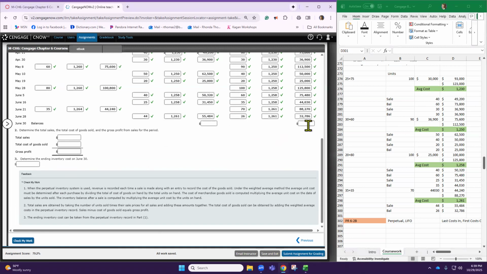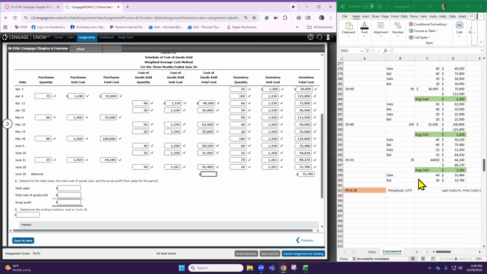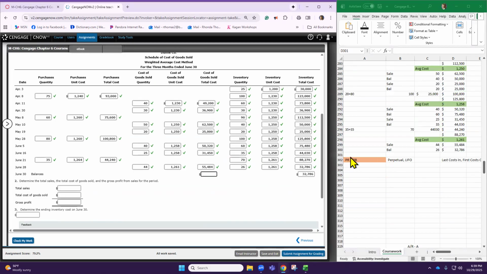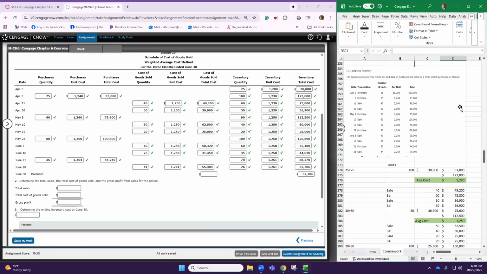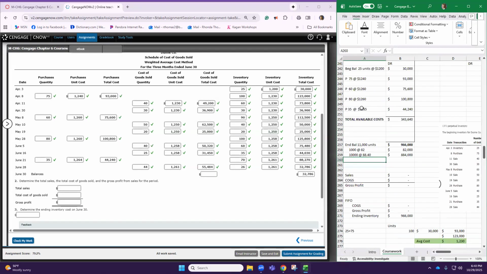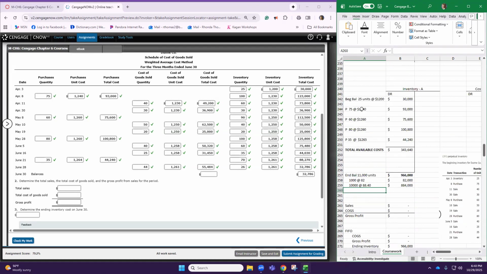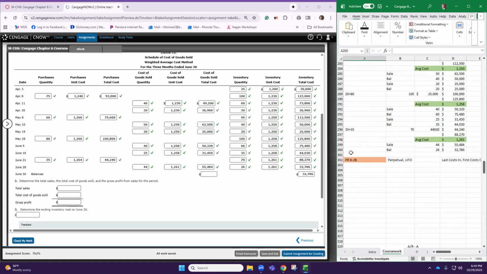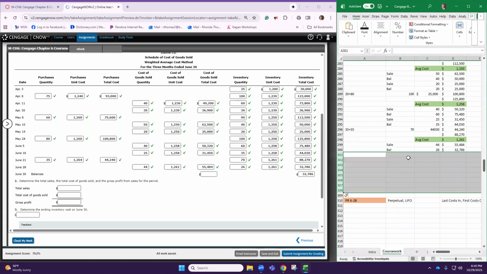Now it's time to restate our ending balance. Here is what it is. It is the last line, 32,786. And now we have to add up all the cost of goods sold. Let me go over here and see all the cost of the goods that we sold. I'm just going to put them in right here. So here's our cost of goods sold. You want to add these all together.